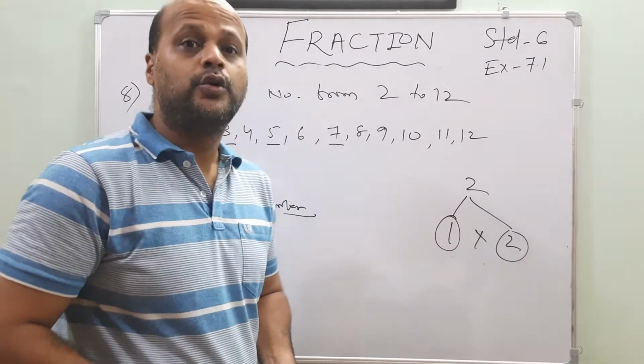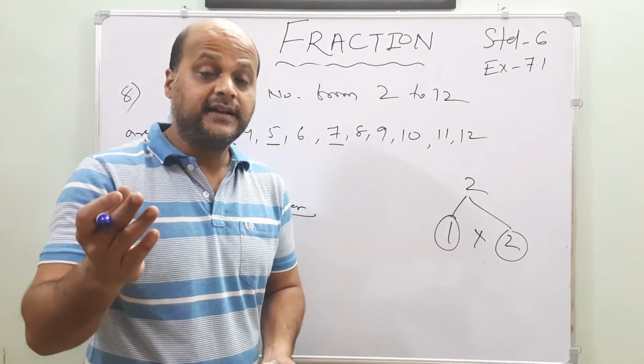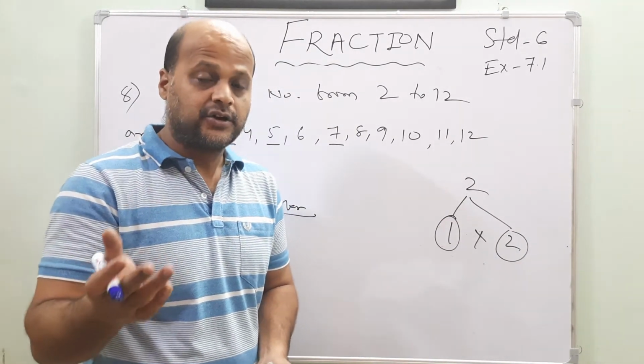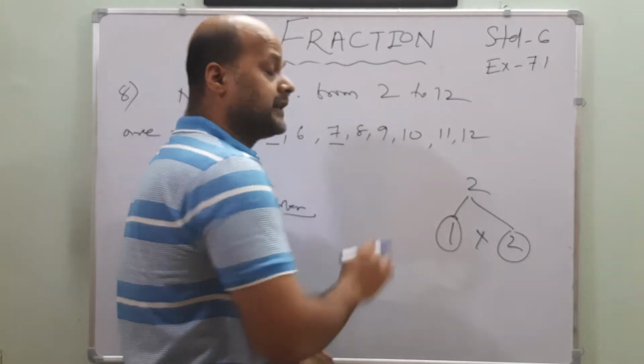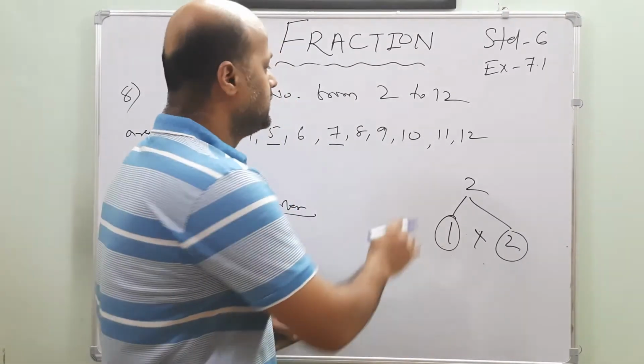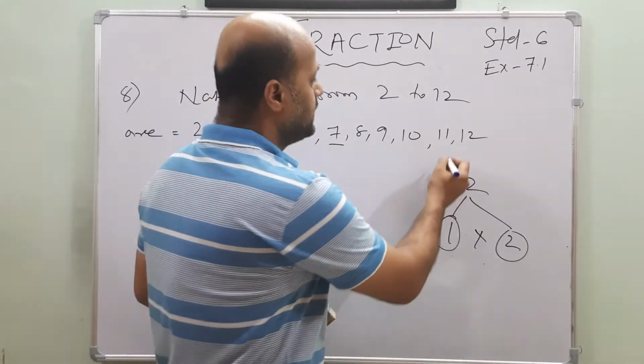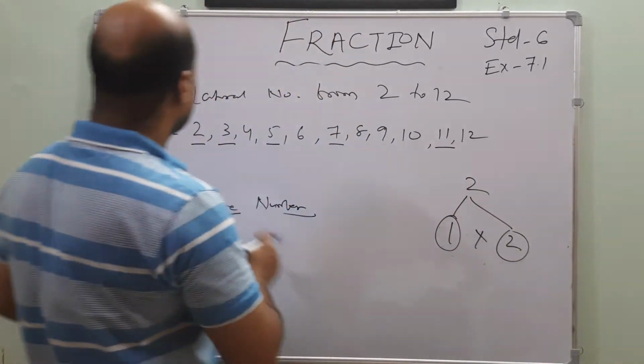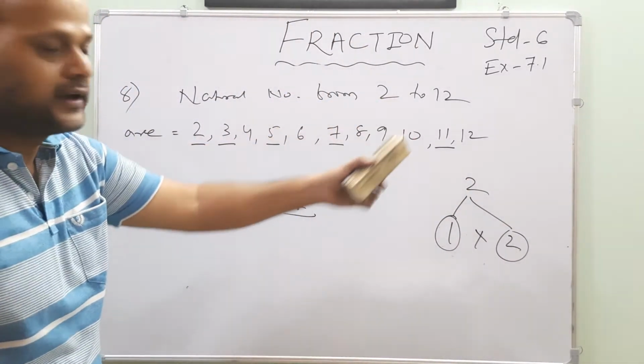8, 1 into 8 and 2 4s are 8. Okay. 9, 3 3s are 9, 1 into 9. So it is not a prime number. 10, it is also not a prime number. 11, it is a prime number. So what are the prime numbers between 2 to 12?